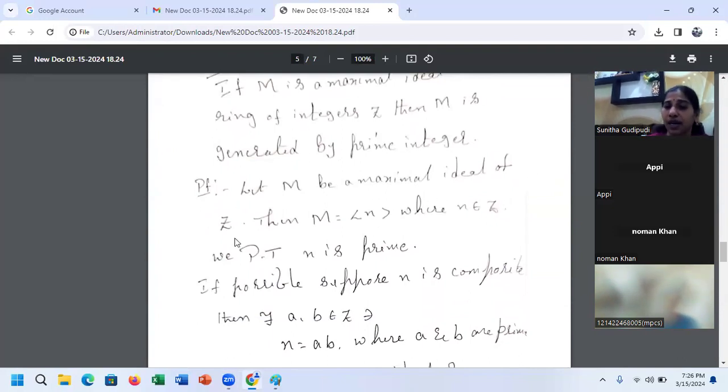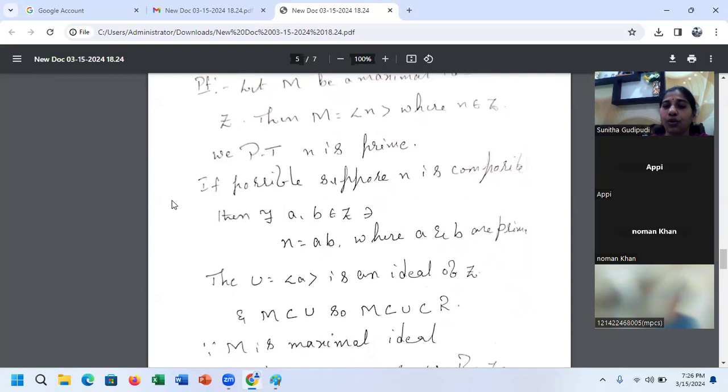Let m be a maximal ideal of Z. Maximal ideal, we are saying. Ideal means it should be generated by some element. Take the element as n, where n belongs to Z. So we need to show that n is a prime number. On the contrary, assume n is not a prime number. Then it should be a composite number. Composite number means it should be written as a product of two integers. So let us write n as the product of two integers a and b, where a and b are prime numbers.